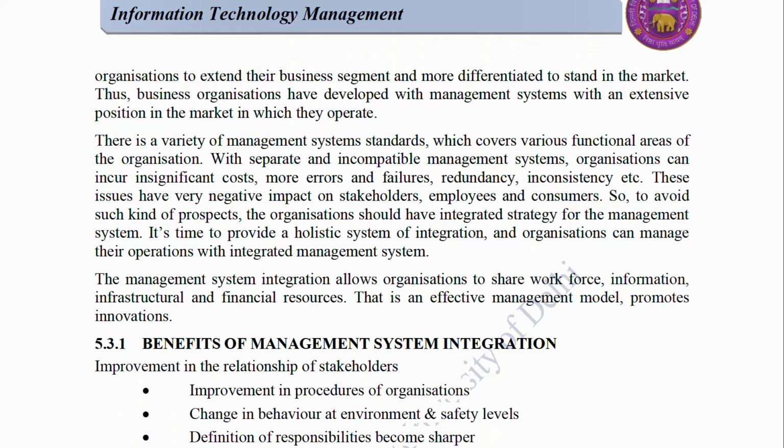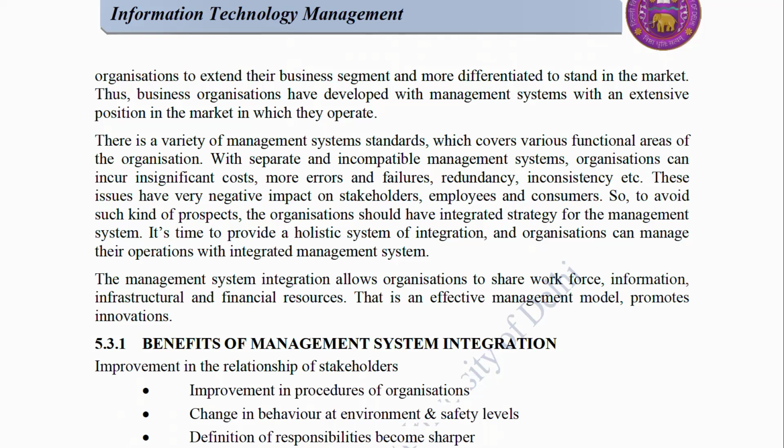Thus, business organizations have developed management systems with an extensive position in the market in which they operate. There is a variety of management system standards which cover various functional areas of the organization. With separate and incompatible management systems, an organization can incur significant cost, more errors and failures, redundancy, inconsistency, etc. These issues have a very negative impact on stakeholders, employees and consumers.